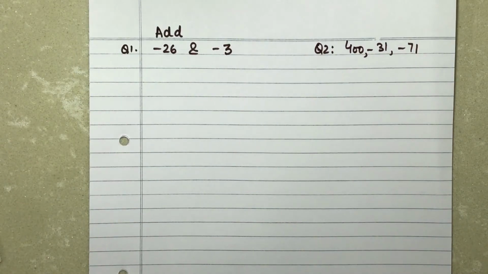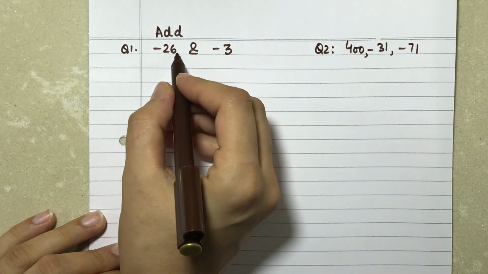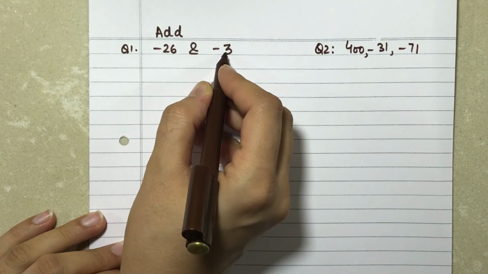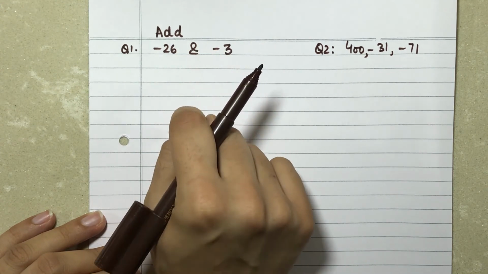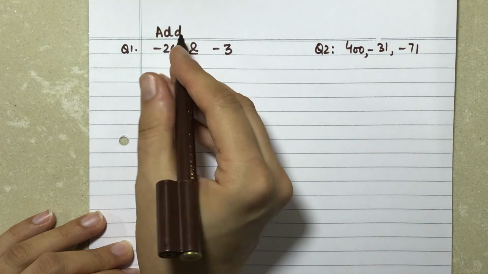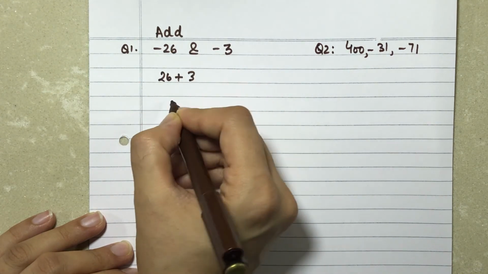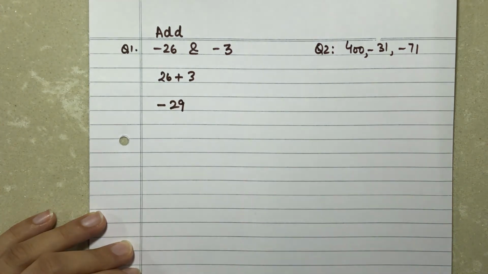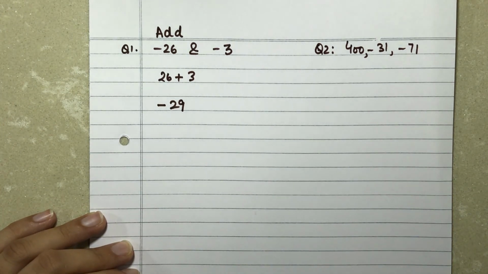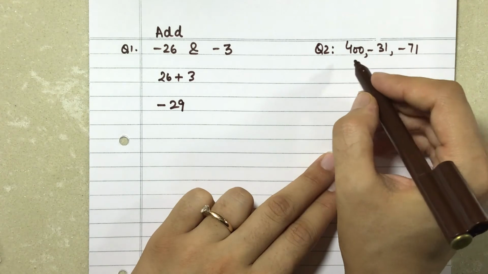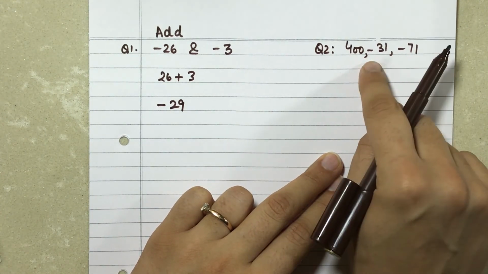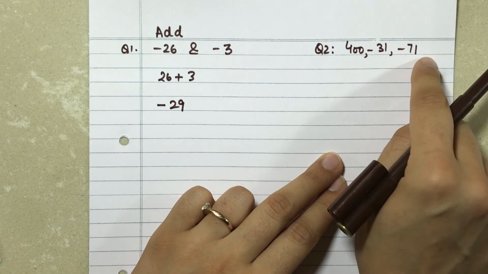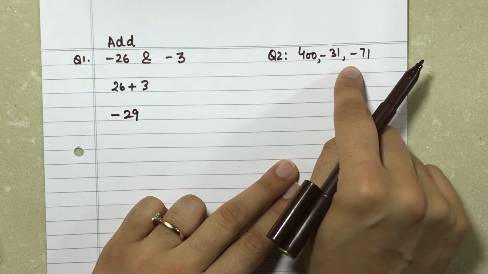We have to add these given integers. First I'm going to find the absolute values of minus 26 and minus 3. Whenever I have like signs, I'm going to add them and use the common sign. So 26 plus 3 gives me 29, and with the common sign the answer is minus 29. Now here I have 400, minus 31 and minus 71. For common signs I'm going to apply rule number 1, and for the two unlike signs, negative and positive, I'm going to apply rule number 2.